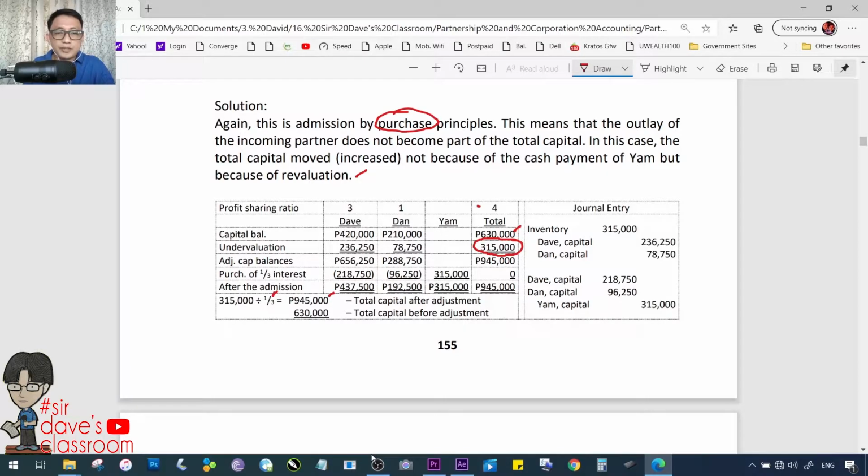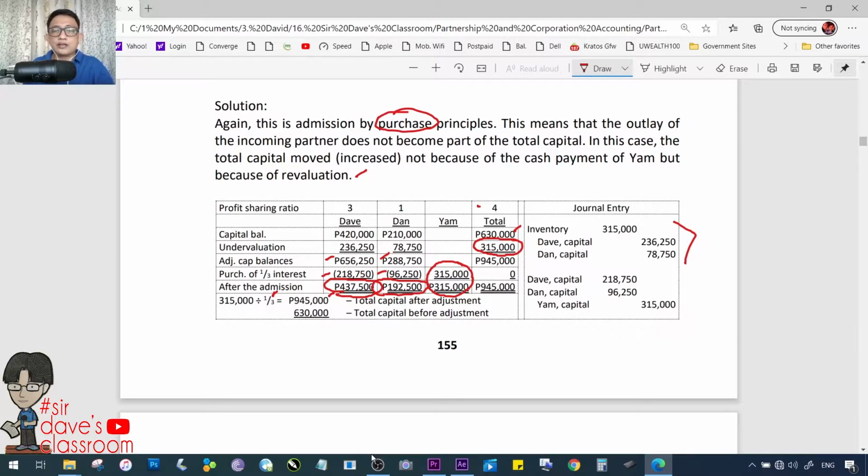Their adjusted capital balances, 656,250. 288,750 would then be diminished by 1/3 to be given to Yum. So ito yung makukuha ni Yum. Ito naman yung mga matitira dun sa capital balances nung dalawa. So for the revaluation, the increase would be divided as follows between Dave and Dan.